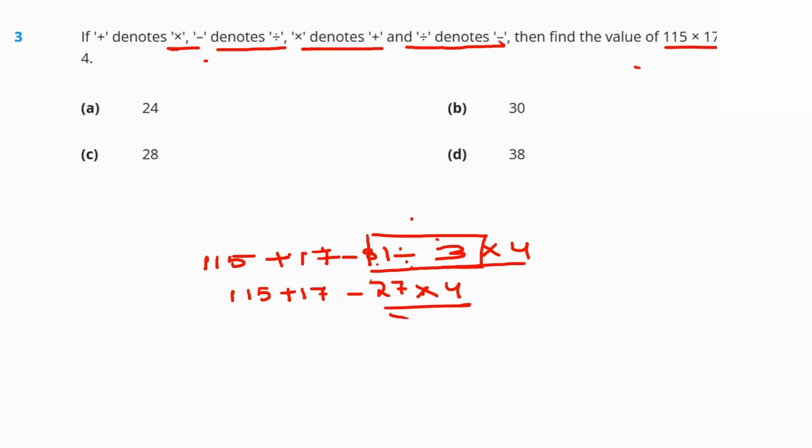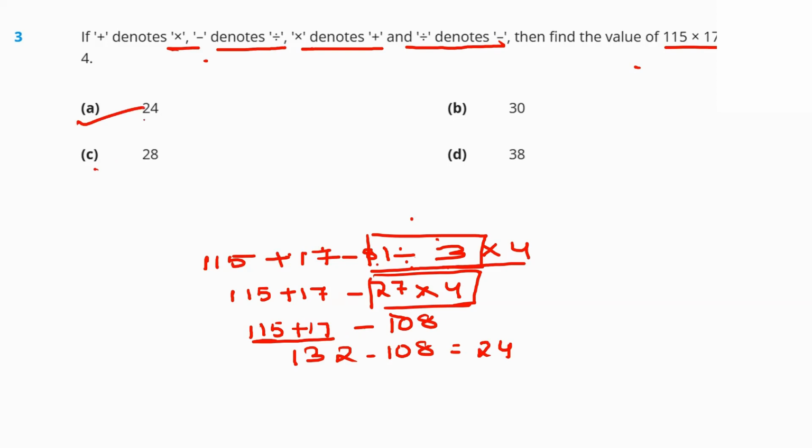Now we will perform the multiplication, the next part. 115 plus 17 minus 27 multiplied by 4, which is 108. Now what we need to do? We need to add: 115 plus 17 is 132, minus 108 gives us 24. That's option A as our answer.